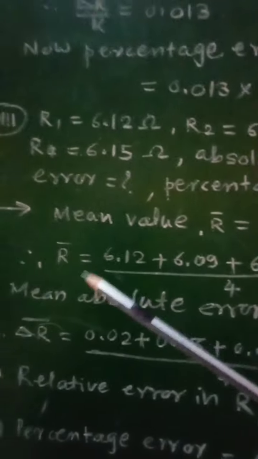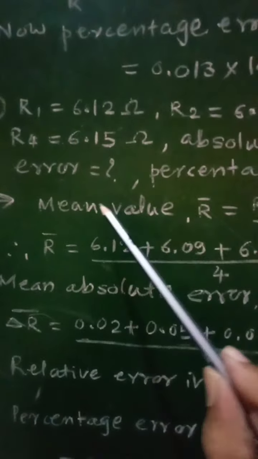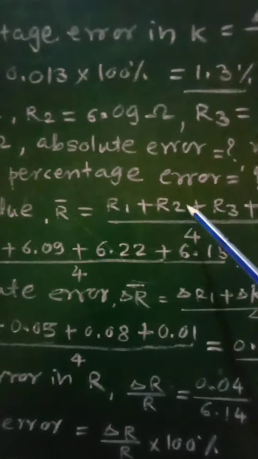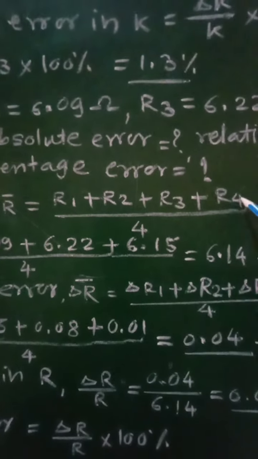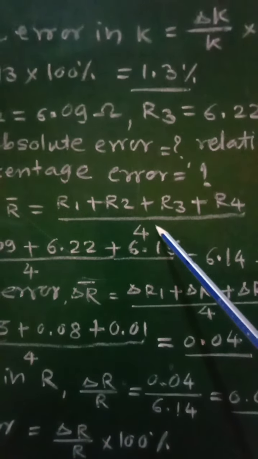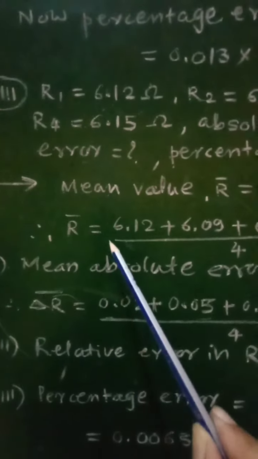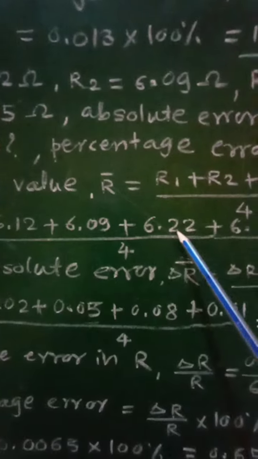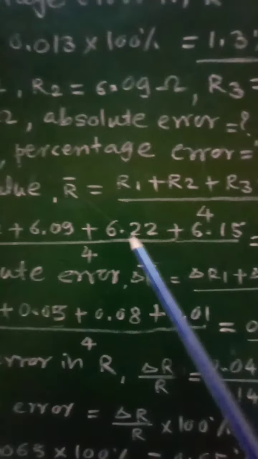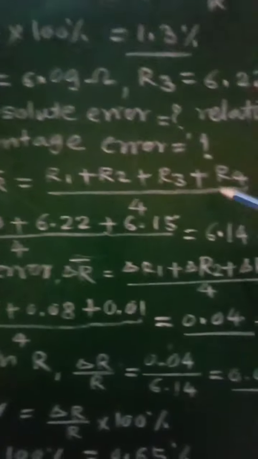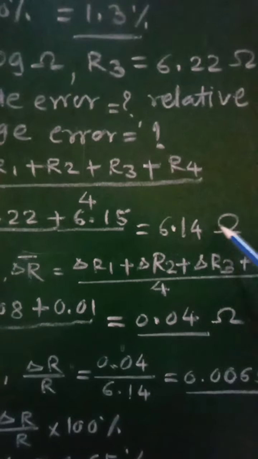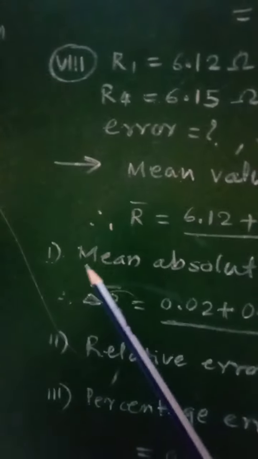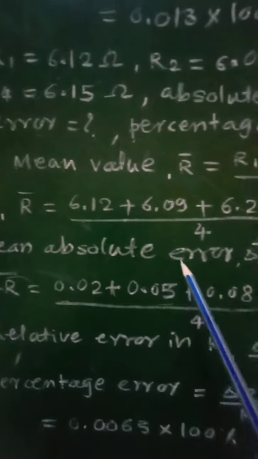And therefore first of all we will have to find out the mean value of resistances. Therefore mean value R bar will be equal to R1 plus R2 plus R3 plus R4 upon 4. Putting the values, we will get R bar equal to 6.12 plus 6.09 plus 6.22 plus 6.15 upon 4, which comes out to be 6.14 ohm. Now first value we will find, that is mean absolute error.